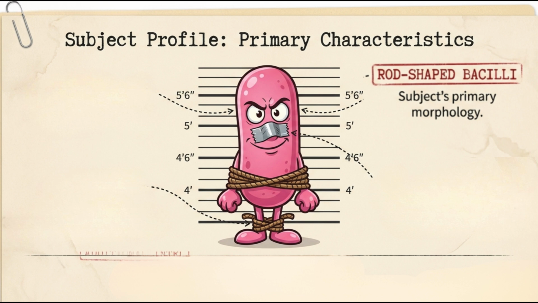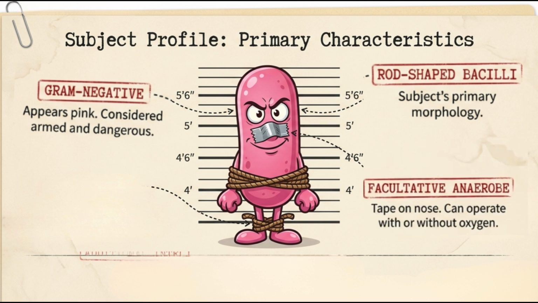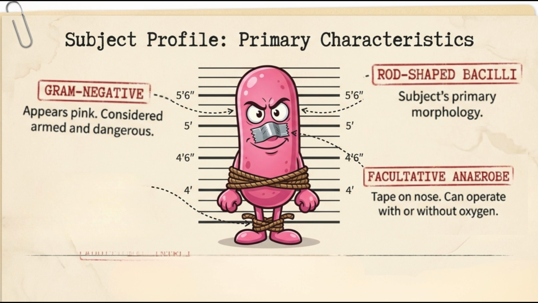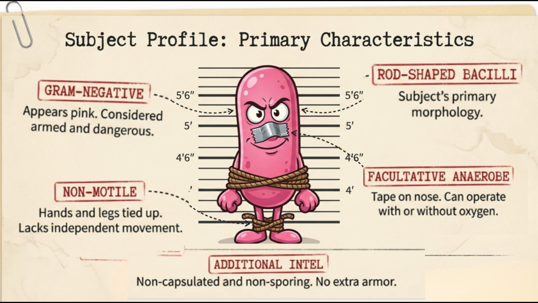Shigella is a rod-shaped bacillus that is gram negative, meaning it appears pink under the microscope, and it is a facultative anaerobe, which you can remember by imagining a tape on its nose, means it can operate with or without oxygen. Now, picture its hands and legs tied up. This tells us that Shigella is non-motile. It lacks independent movement. Furthermore, it is non-capsulated and non-sporing, so it has no extra armor.